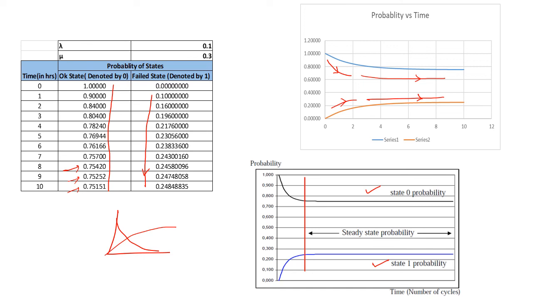In the next lecture we will see, if two components are in a one-out-of-two combination, how the Markov transition matrix will look.